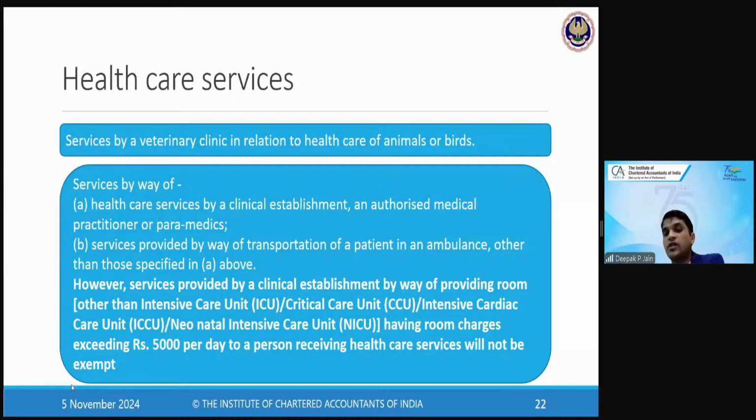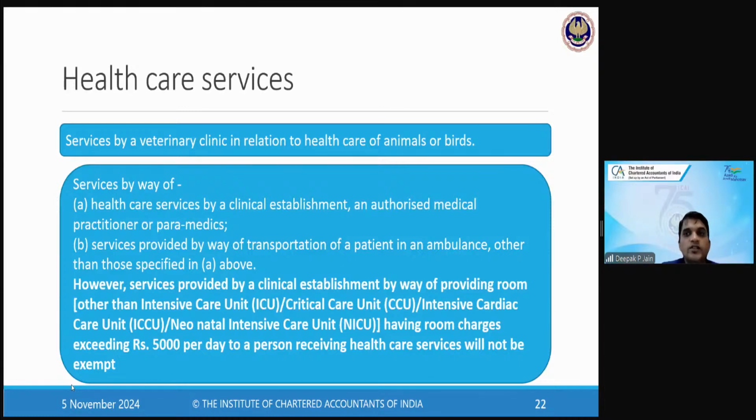Yes, if there are small clinics which are run by doctors and they are running only outpatients, that is also exempted, because clinical establishment does not mean only hospital. It includes clinics also. So it could be any clinical establishment, small or big. All of that is a clinical establishment itself.